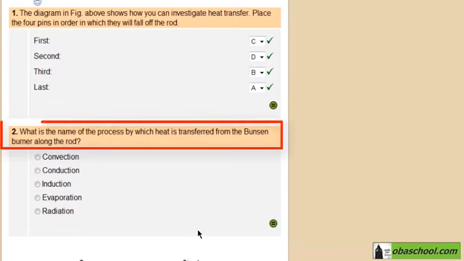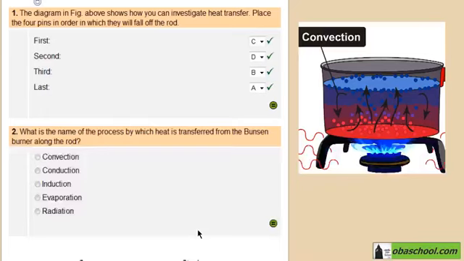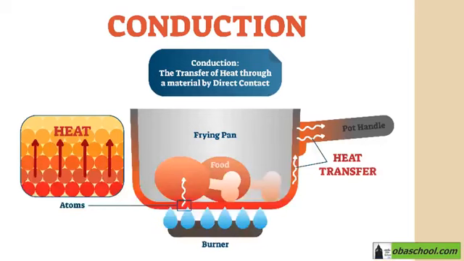What is the name of the process by which heat is transferred from the Bunsen burner along the rod? Is it convection, conduction, induction, evaporation, or radiation? Recall that convection is the process by which heat energy is transferred by the actual mass motion of a heated fluid. The conduction process is the process of thermal transfer between a hot object and a neutral object when they come in direct contact with each other.